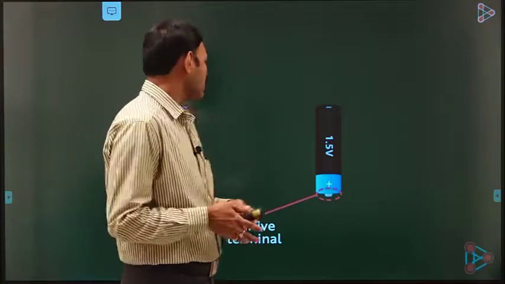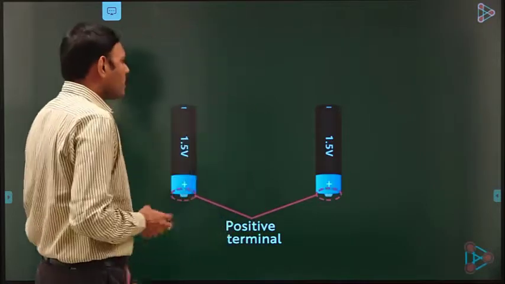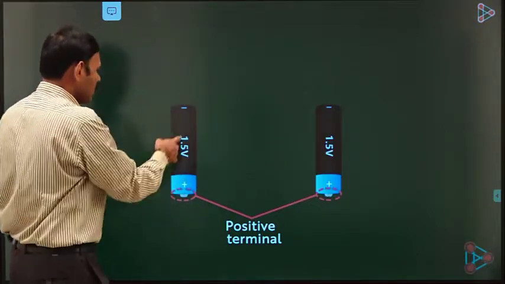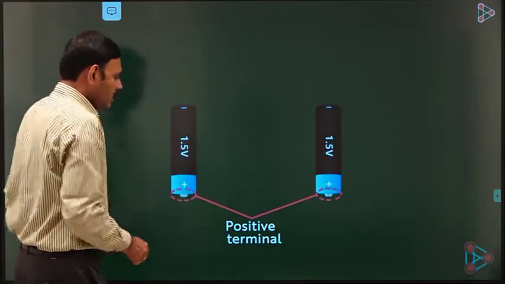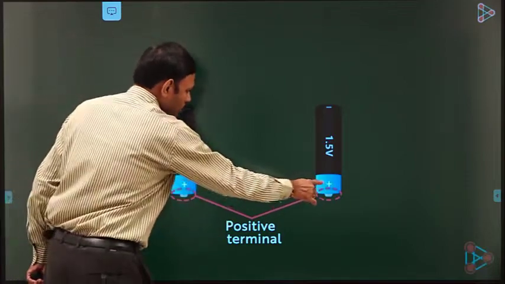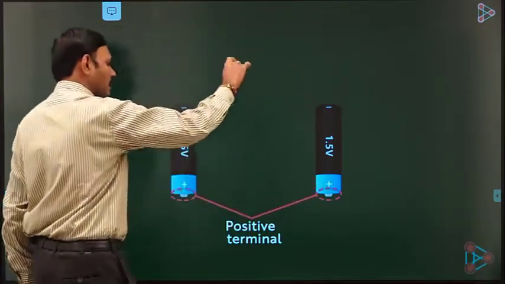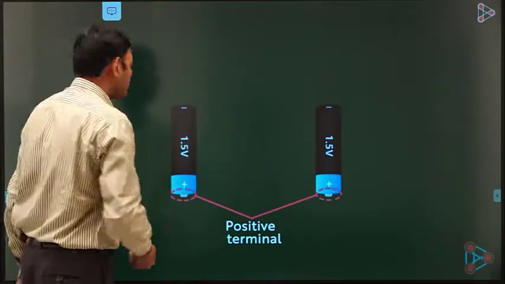That's why we need combination of cells. Here consider the two cells as shown here, each of 1.5 volts. If you connect both positive terminals to one end and negative terminals to other end, it becomes the parallel combination.